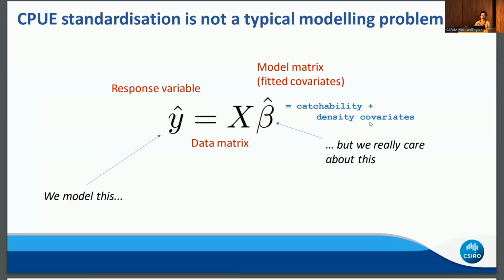That's because when we standardize CPUE, we're not undertaking a typical modeling problem. What we're modeling is CPUE as a function of the data matrix X and the model matrix beta. We're modeling our observed variable, but really what we care about is the model matrix and how it breaks down the effects of catchability and density, because that's what we're going to use to build our index of abundance.